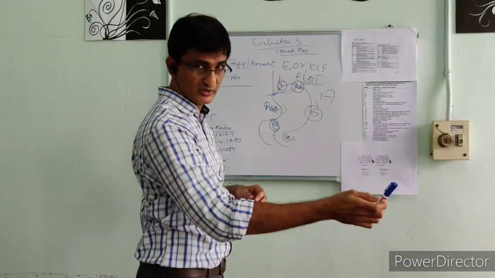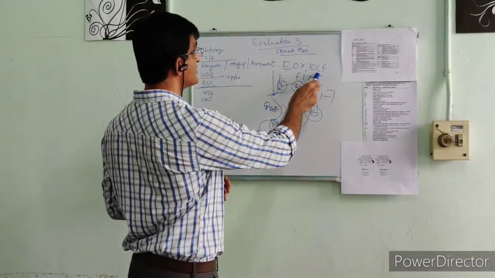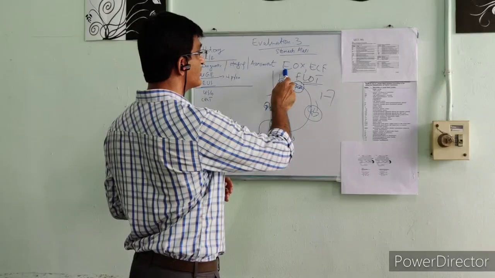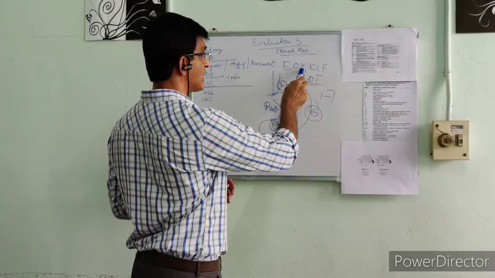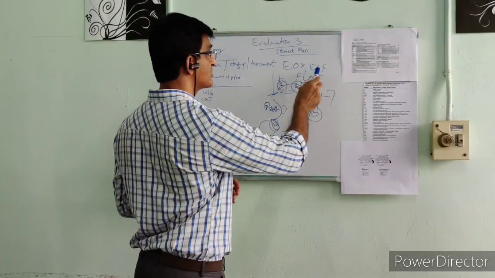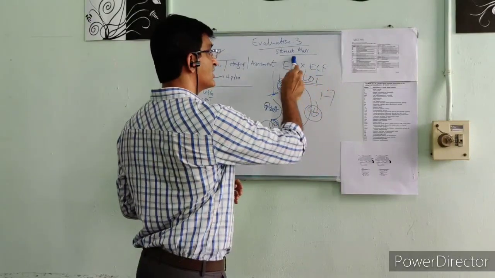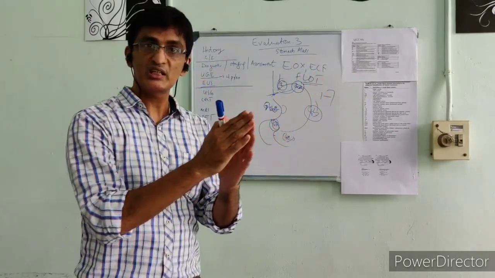4 cycles are given after surgery. Okay. EOX and ECF regimens are there. EOX is epirubicin, oxaliplatin, and Xeloda, that means capecitabine. ECF is epirubicin, cisplatin, and 5-fluorouracil. These 3 cycles are given before surgery.